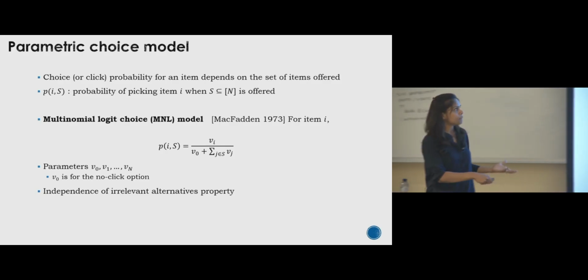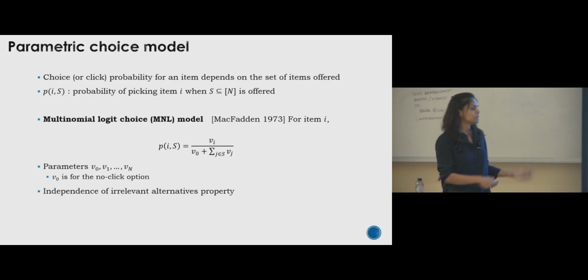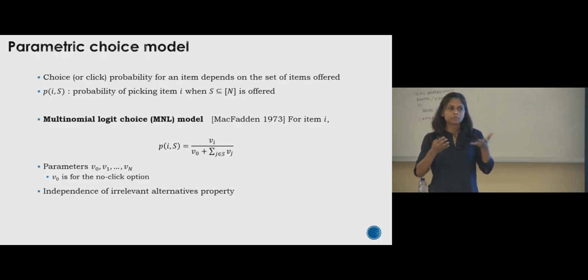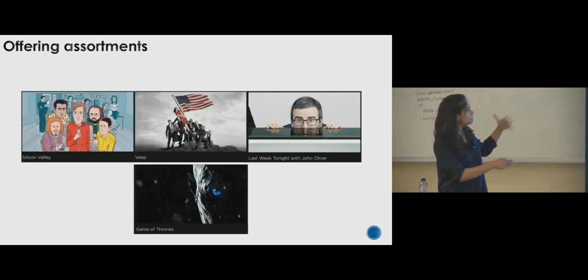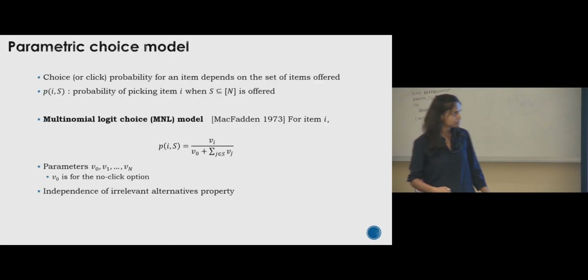One important property or constraint of this model is that you are assuming independence of irrelevant alternatives. So the relative probability of two products doesn't change just because you added a third product. For example, the relative probability of these two shows doesn't change because you add these. They both may go down or go up, which is unlikely.